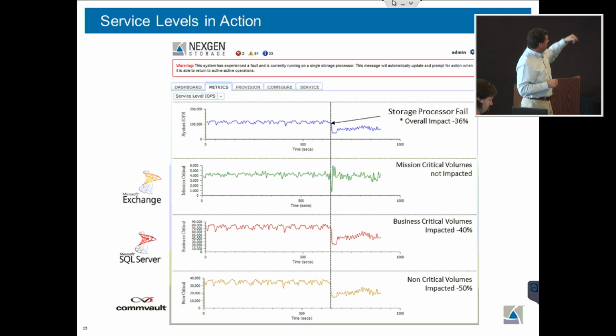And then you see the impact on non-critical volumes versus business critical, where non-critical was impacted more because you've told us that they're less important. So again, service levels is just a way for us to give the customers a way to prioritize and tell us which workloads are more important to you. We're going to maintain a more consistent level for those applications.